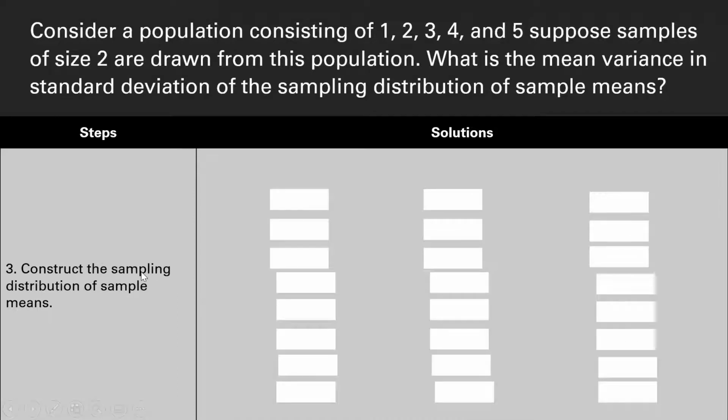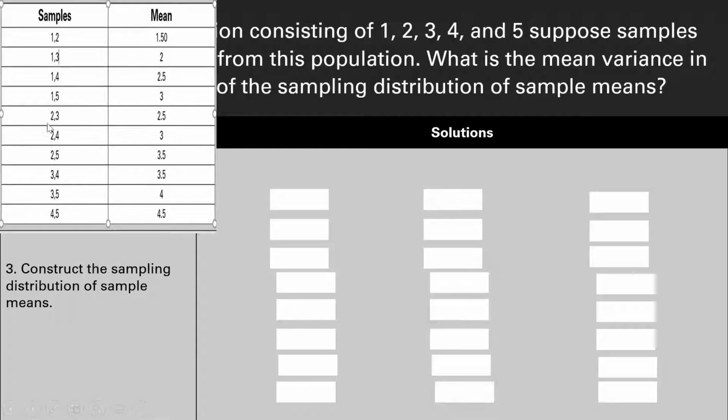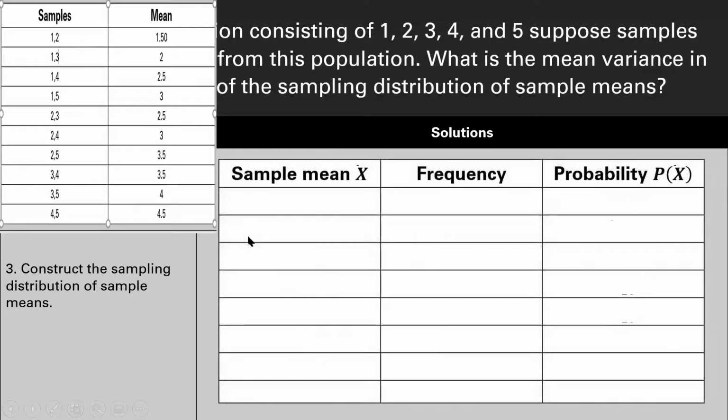Next is step 3. Construct the sampling distribution of sample means. So we need the data that we have in step 2. These are the samples, the possible outcomes of sample size 2 that we draw from this population, and this is the mean of each sample. Now let us construct the sampling distribution of sample means. The first column is the sample mean. Actually, this is the value of the random variable x, which is represented by the sample mean. In the second column, we're going to find the frequency of each sample mean. In the third column, we're going to get the probability of this sample mean. The sample means are 1.5, 2, 2.5, 3, 3.5, 4, and 4.5.